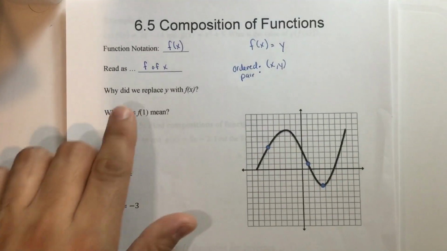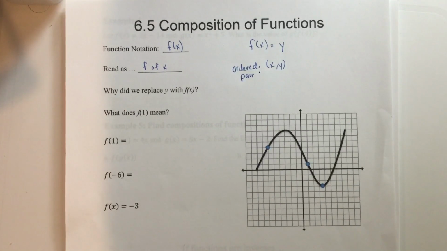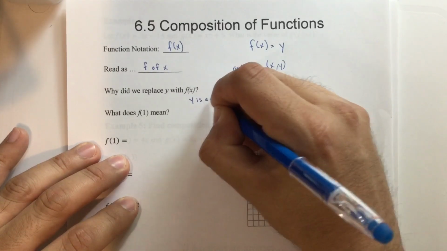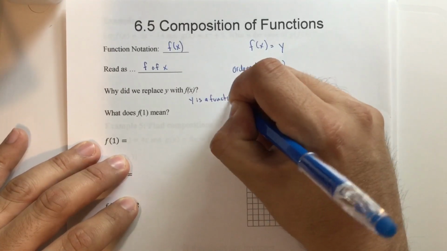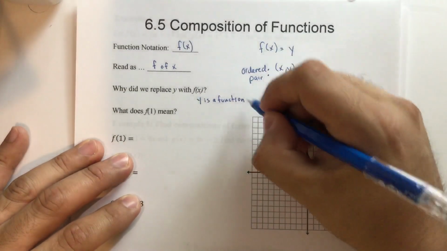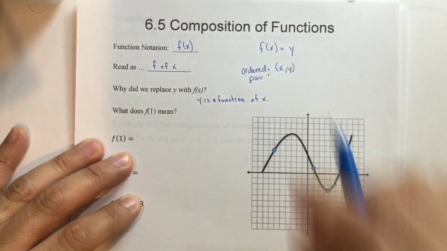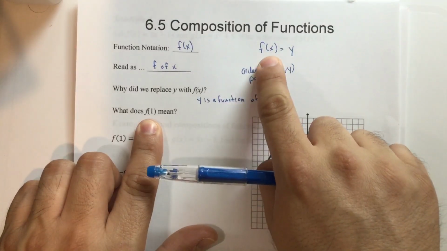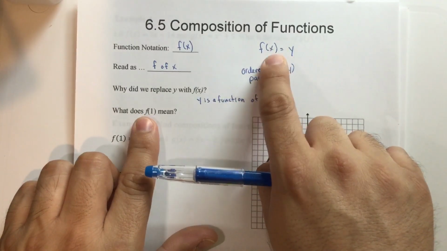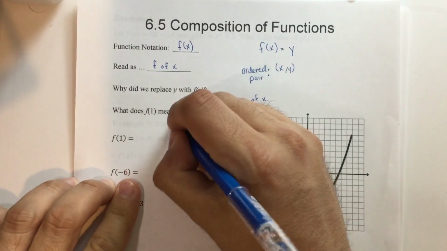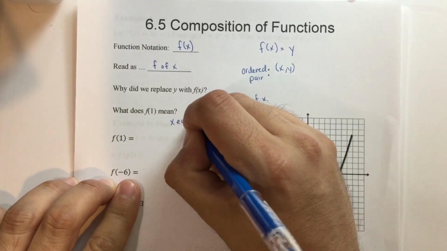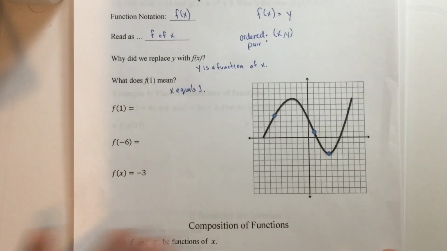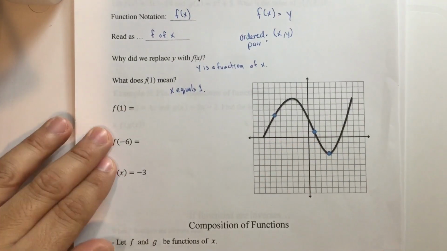All right, so why did we replace y with f of x? Well, we did this just to make sure that you understood that y is a function of x. All right, so what does f of 1 mean? Well, you take a look at f of 1 and it says f of x. What this tells us is that x is actually equal to 1. So x equals 1.